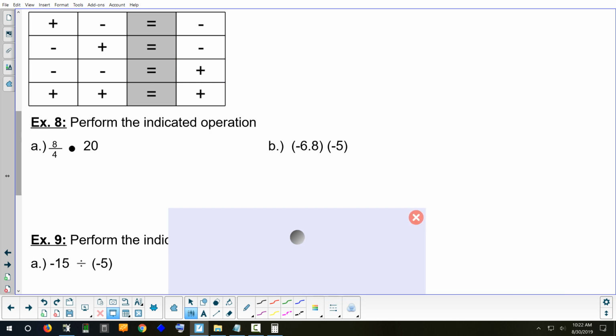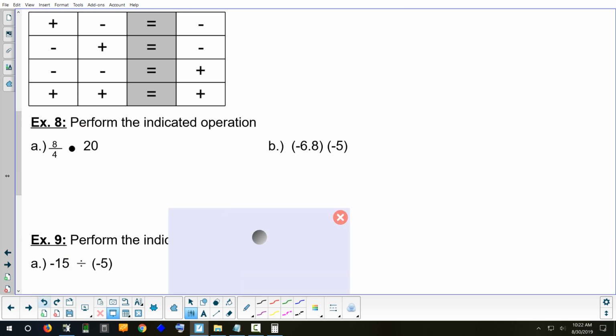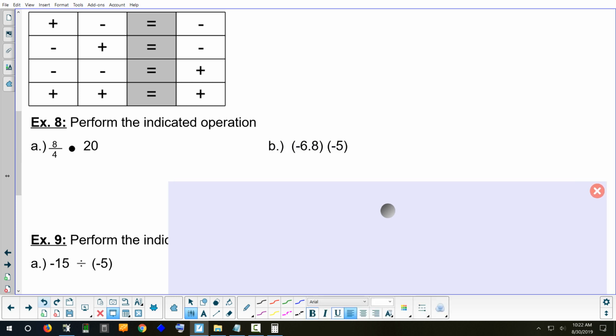All right, anytime I see fractions, if I have to deal with the fraction, then I will. Okay? But if I don't have to deal with the fraction, I try not to. Okay, that's fine. So, 8 divided by 4, is that a fraction? Yeah, it's a fraction. But can you simplify it? Yes.